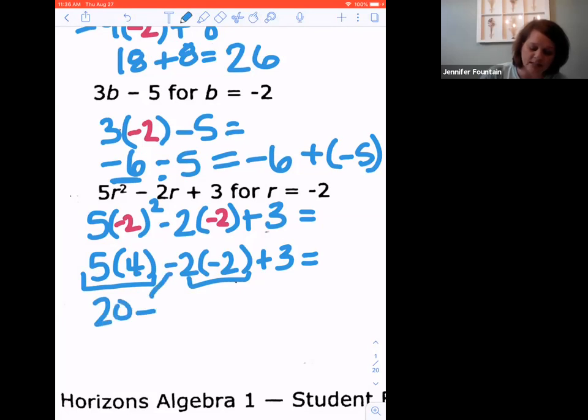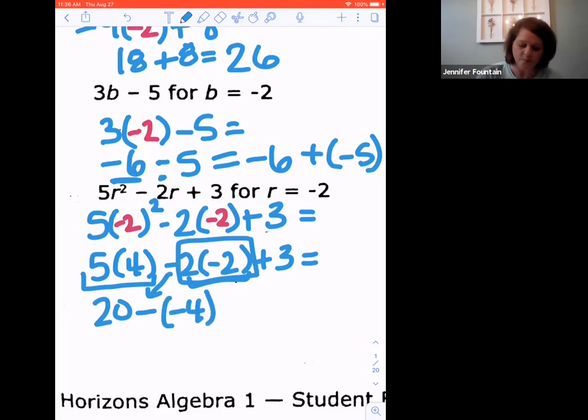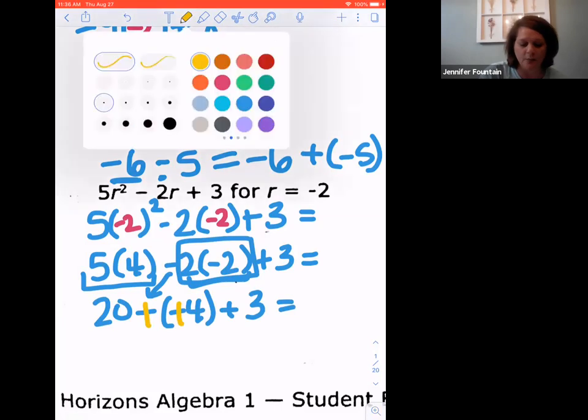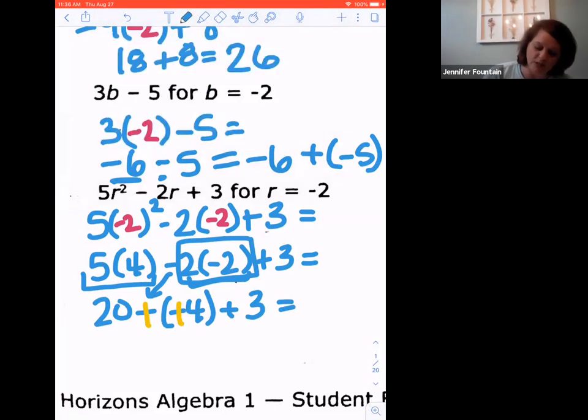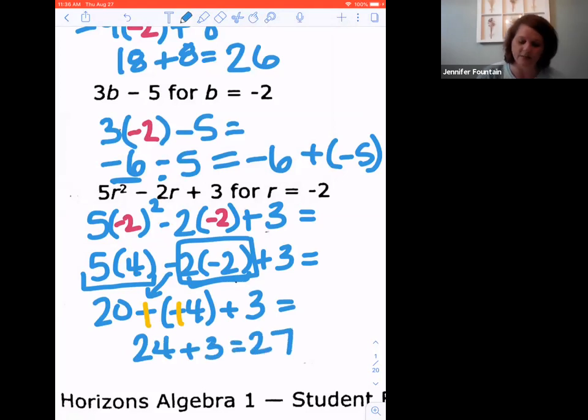I'm bringing down this negative down here, so that means right now I'm only multiplying 2 times -2, which would be -4 plus 3. 20 minus a -4 is going to be the same as 20 plus a +4. I change to addition, take the opposite sign of the number afterward. So 20 plus 4 is 24 plus 3 equals 27.